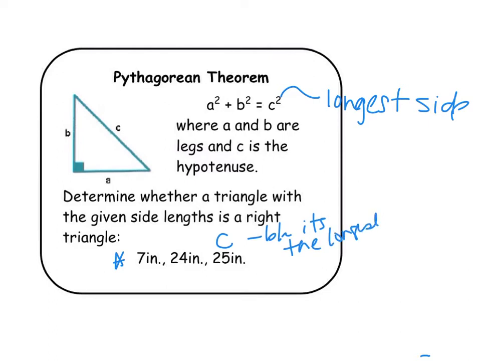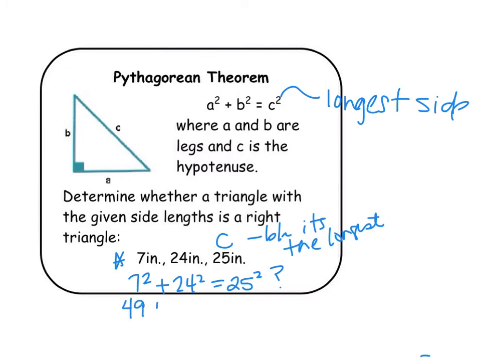So how do we prove that this is a right triangle? Well, what it's asking you is 7 squared plus 24 squared. Is that equal to 25 squared? And if the answer is yes, it's a right triangle. And if the answer is no, it's not a right triangle.